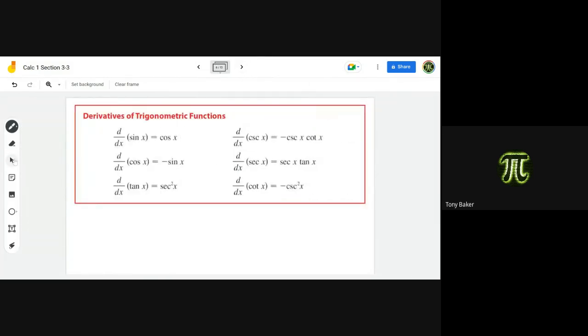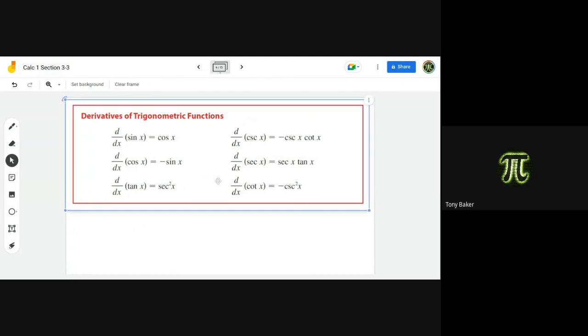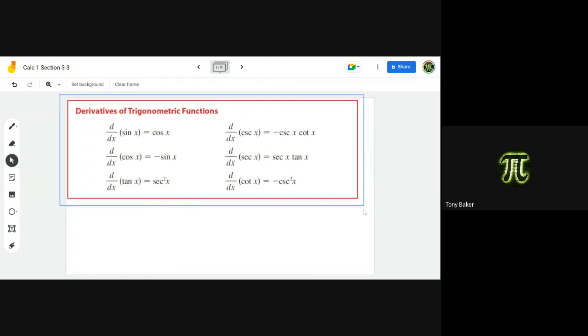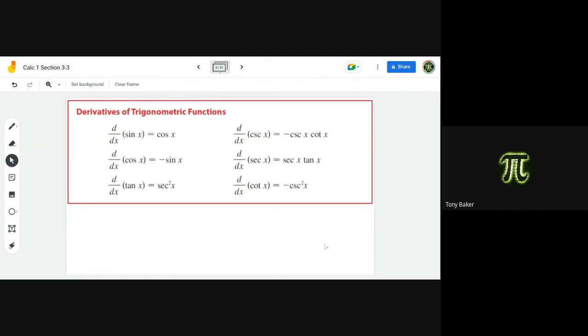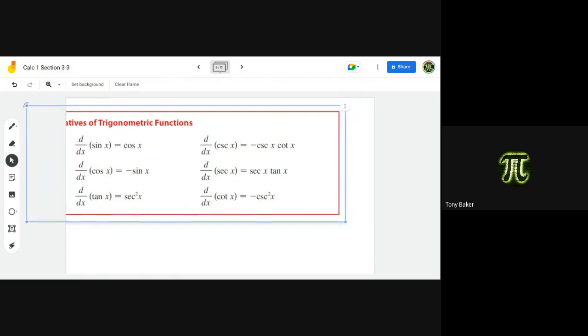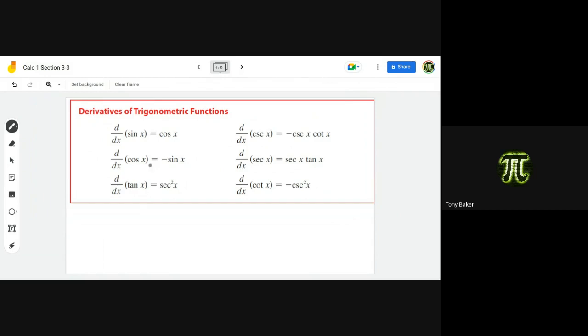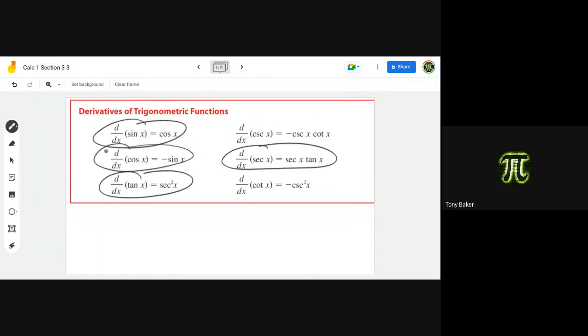Here are the derivatives for these 6 trig functions. But we're not going to derive them yet. I might have you do one of them later on. Out of them, the ones that you're going to see most often, obviously, are sine and cosine. You're going to see those a ton. You will see tangent and you will see secant. Okay? So those 4 are the ones you're going to see most often.